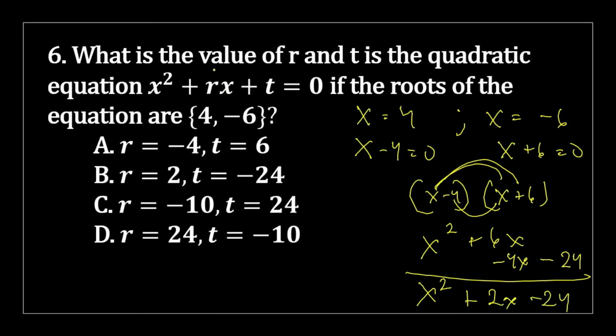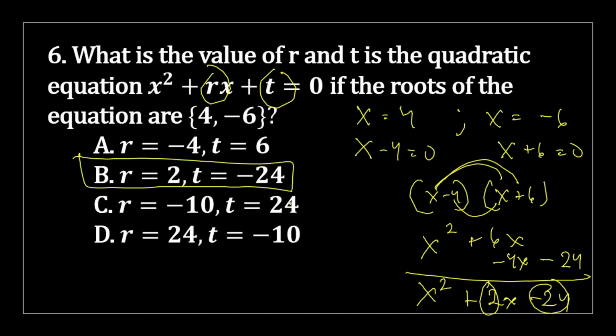So the value of our r should be 2 and the value of our t is negative 24. So r is 2 and t is negative 24. The answer is letter B.